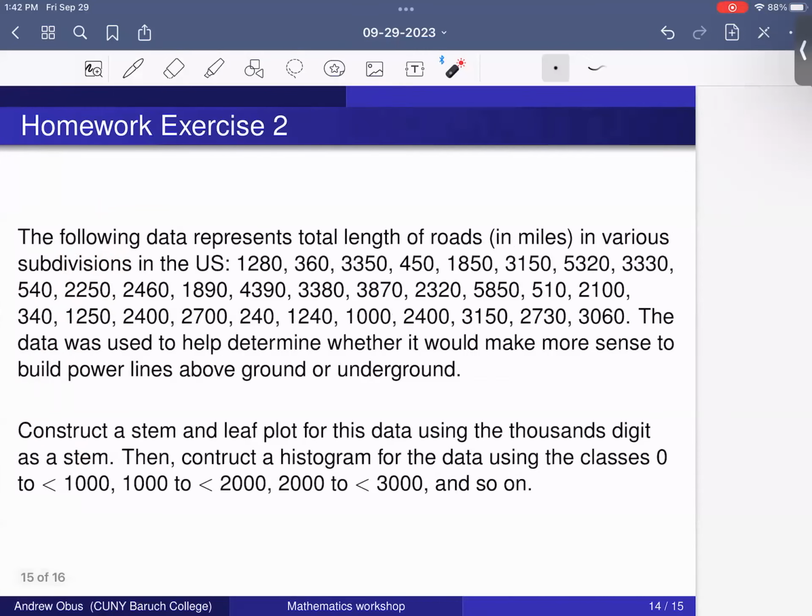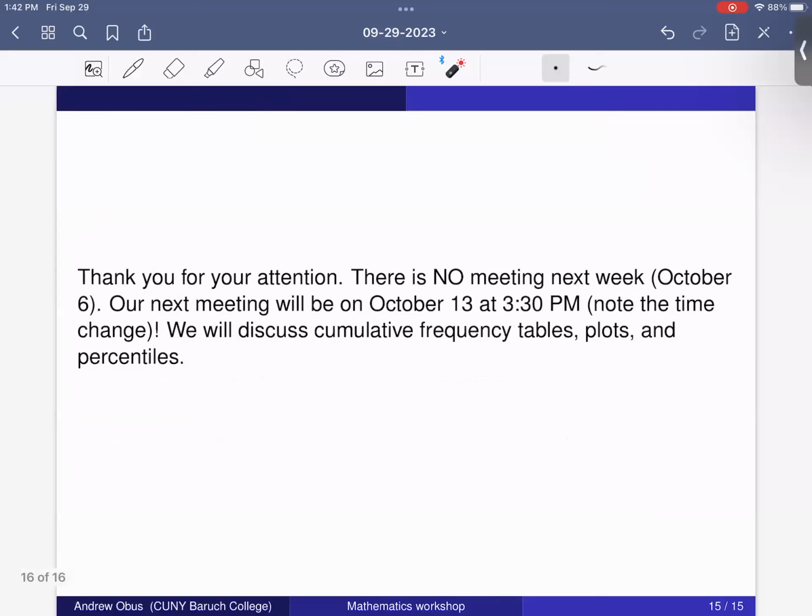And then a reminder that there is no meeting next week, October 6th, because I'm going to be traveling that day. So the next meeting is actually on October 13th, and it's going to be at 3:30 p.m., 1 hour earlier than usual. I'll send a reminder about that. Note the time change. At that meeting, we'll discuss cumulative frequency tables, plots and percentiles, and Excel. We'll do a lot about Excel there.